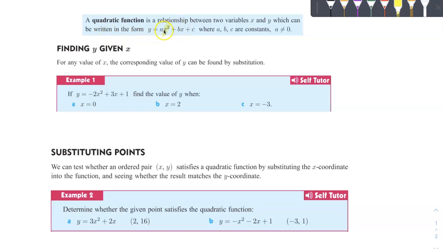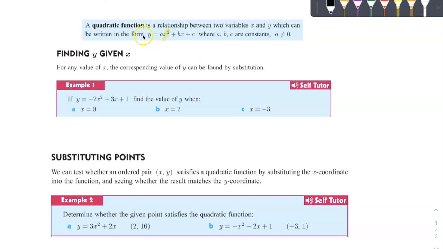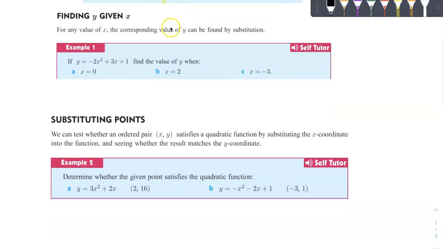This is called the quadratic term. This is called a linear term because it has a power of 1, and this is called the constant term. Your coefficients are a, b, c. They're all constants. This is a quadratic in standard form, where you have y equals ax squared plus bx plus c.